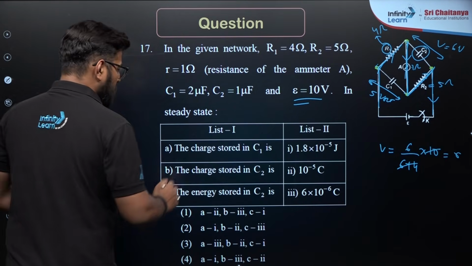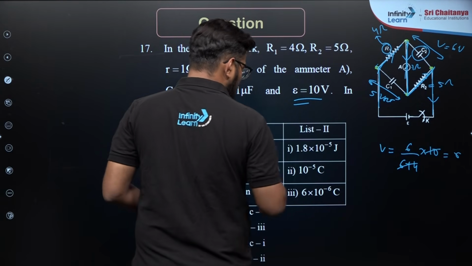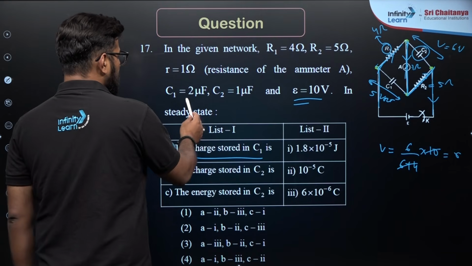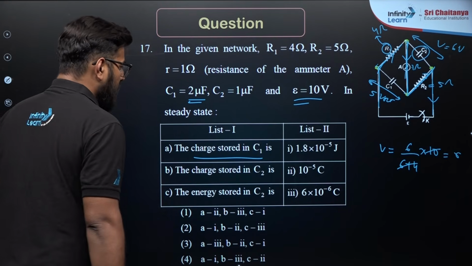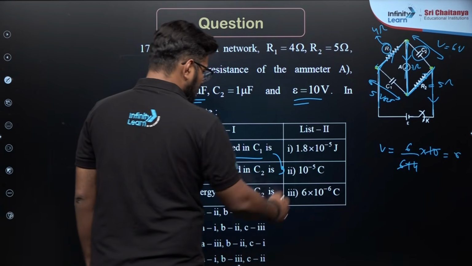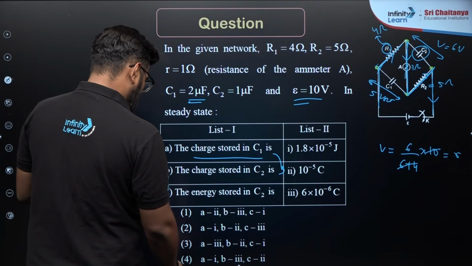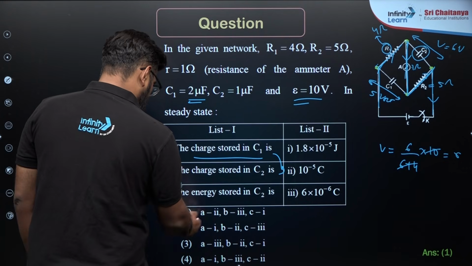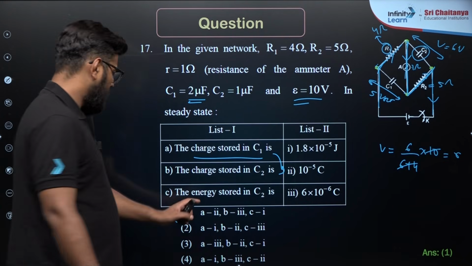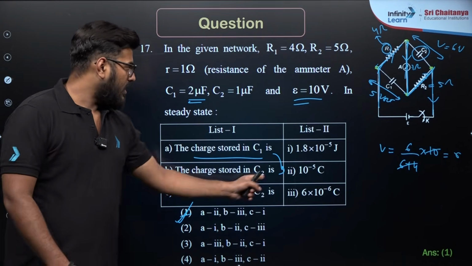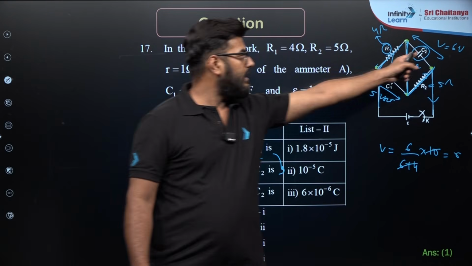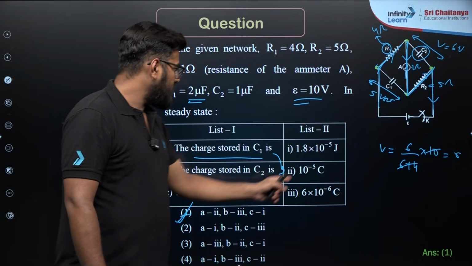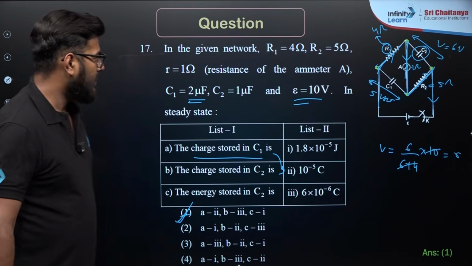So now you can find out the charge stored in C1, which will be equal to C1 into V. C1 is 2, 2 into 5, which is 10 microfarad, which stands for 10 to the power minus 5. So A is for 2. A is for 2 means in first option only it is carrying. So 1 is the right answer, right? Based on that, charge in C2 also is this C2 into 6. You will get the value. Energy stored in C2 also half C2 V square.